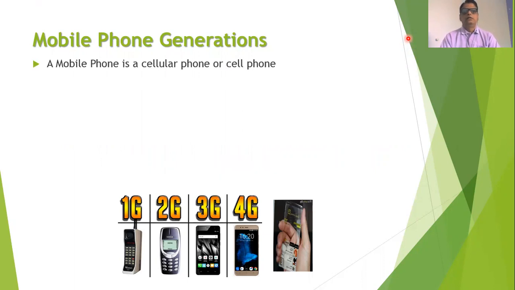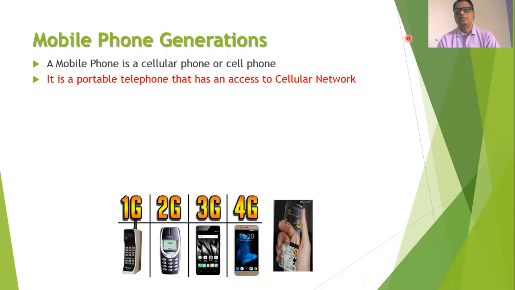As we know, the mobile phone is a kind of a cellular phone, or many times we call it a cell phone. This is because every mobile phone has an access to the cellular network, and therefore you will find that this phone is being called a cell phone. We know that a cell is a geographical area where the services are being offered.